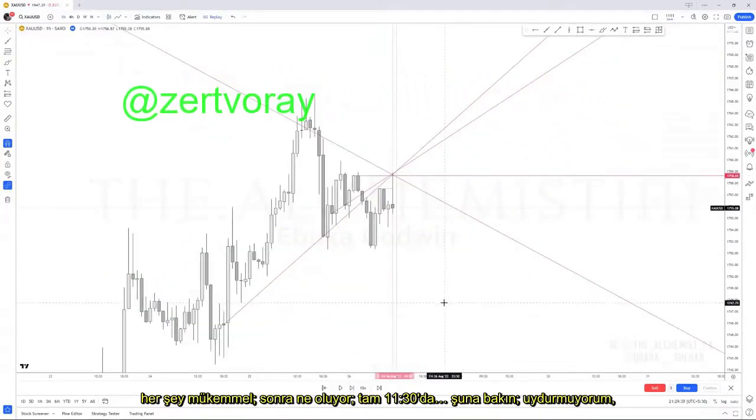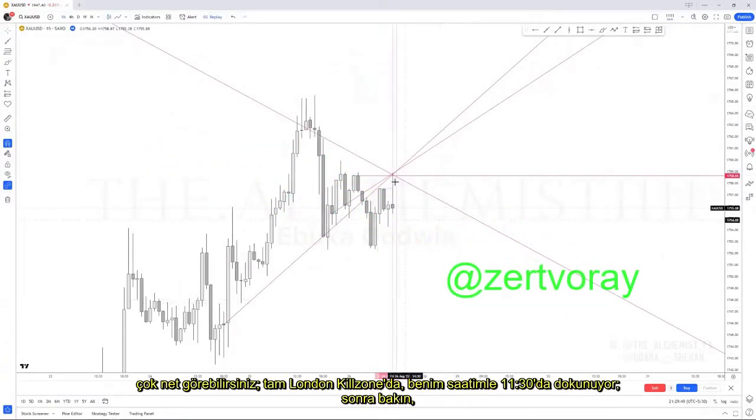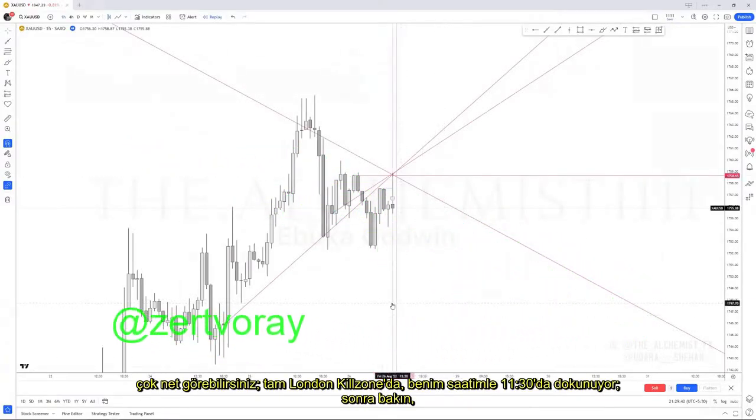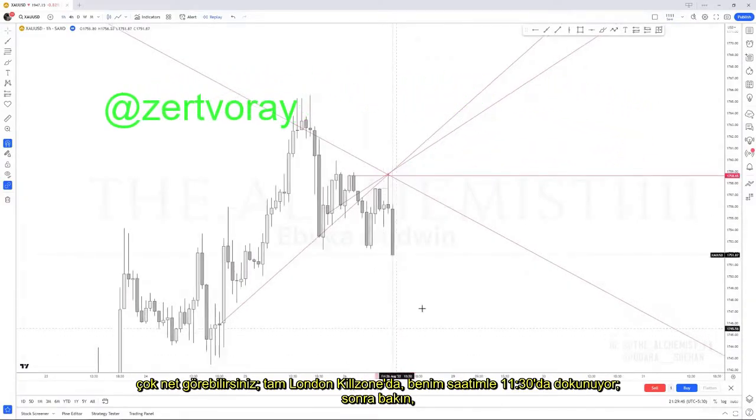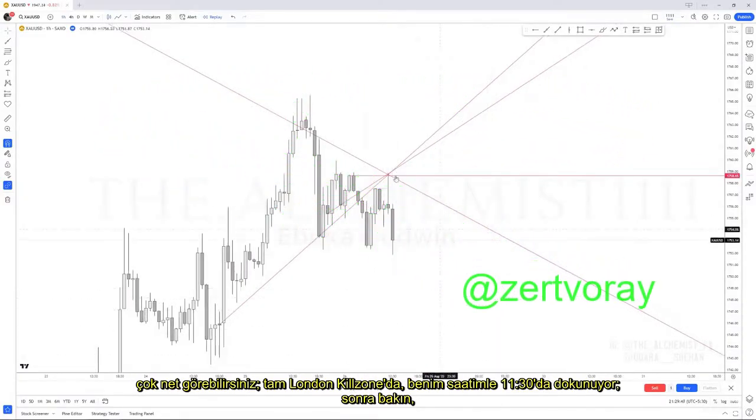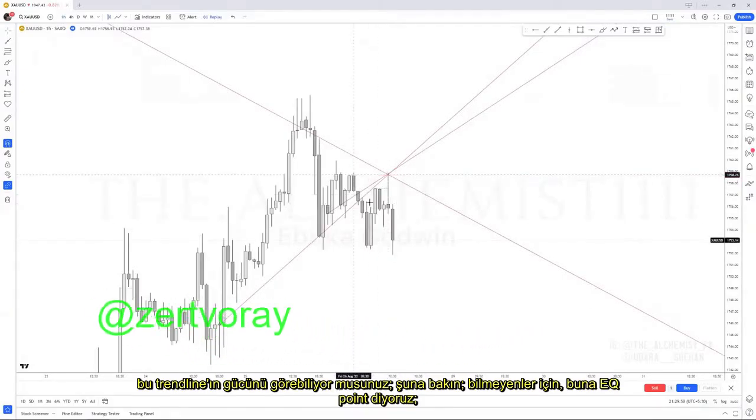See that? I can't make this up, right? You can see that very clearly. Taps right at London Kill Zone, 11:30 a.m. my time, and then see that? Can you see the power of that trend line?